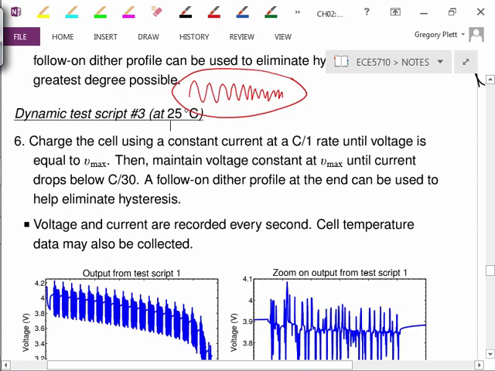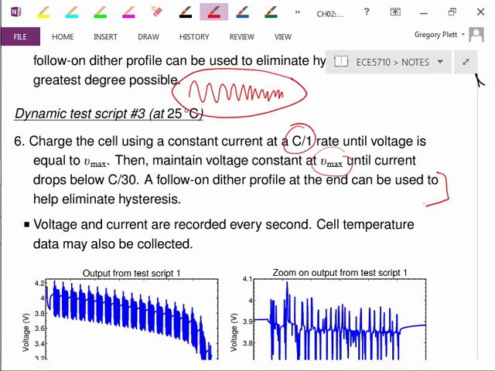So at the end of step 5, I am at 0% SOC, and in order to prepare for the next step and also to calibrate the capacity of the cell and the efficiency of the cell, we charge the cell using a constant current. I use a 1C rate until we get to Vmax, and then maintain constant voltage at Vmax until current drops below C over 30. You can also put in whatever the manufacturer recommended charge profile is to get to 100% SOC. And again, you can optionally use a dither profile at the end of step 6 to really ensure that you are at 100% SOC and the hysteresis is zeroed out to the maximum extent possible.